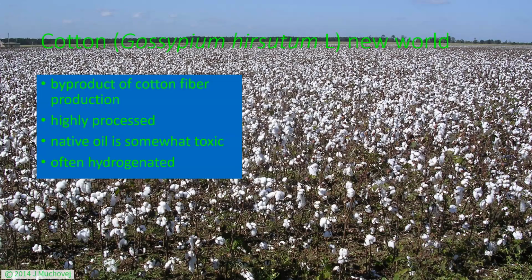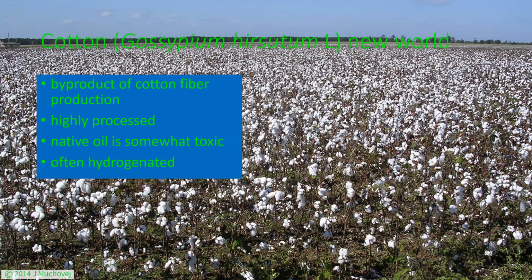Cottonseed. Cottonseed comes out of the New World. Gossypium hirsutum. Cottonseed oil is a byproduct of cotton fiber production. When they started making all this cotton fiber, they got a lot of cottonseed. They figured out something to do with it. It's highly processed. The native oil is somewhat toxic. When you get cottonseed oil, it's got to be refined. And then cottonseed oil is often hydrogenated to make a material like Crisco. The original Crisco was actually made out of cottonseed oil.